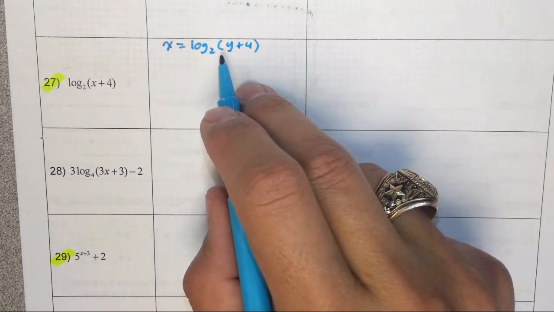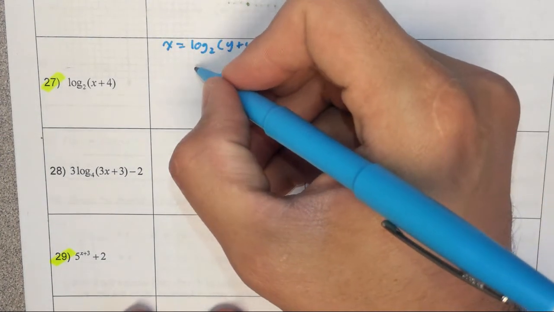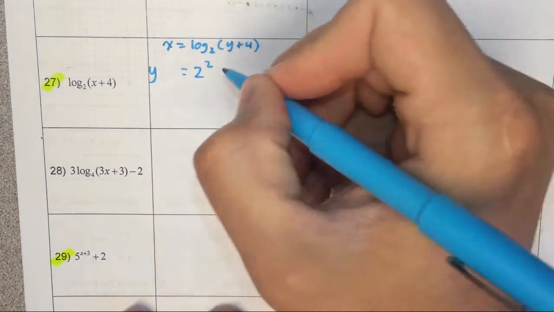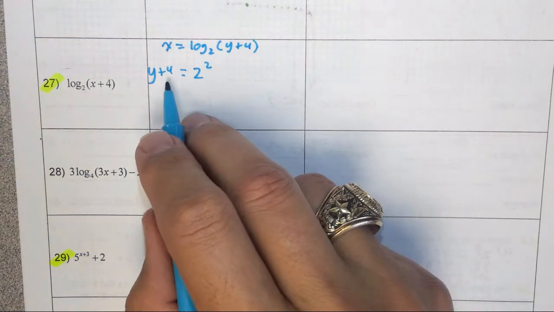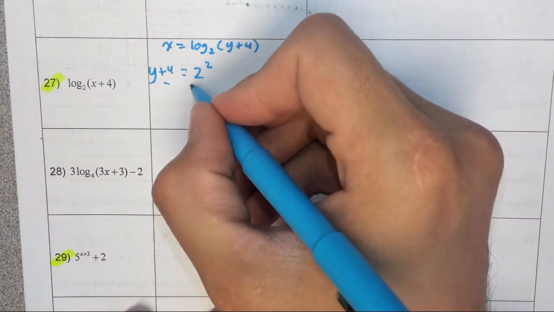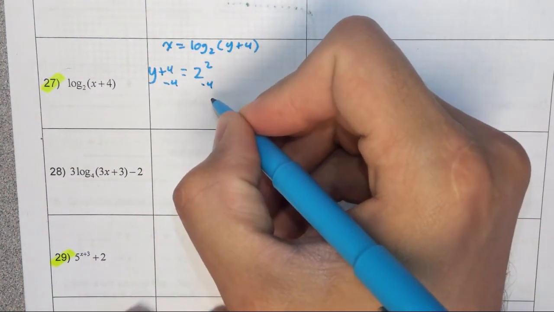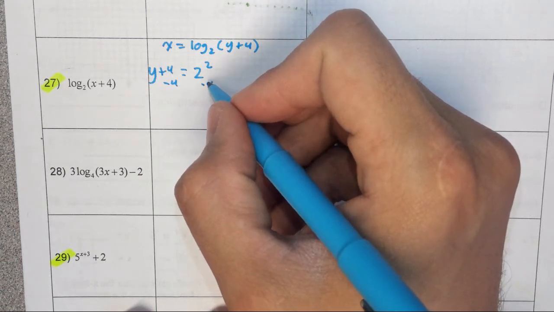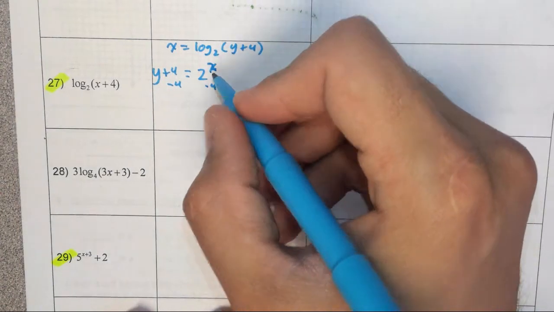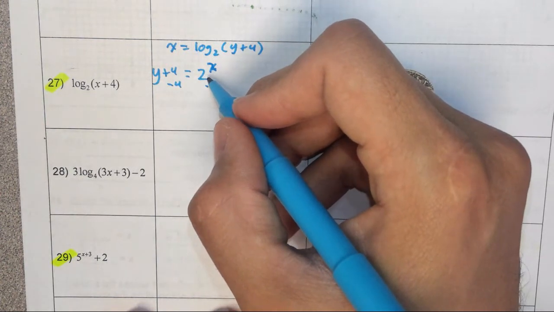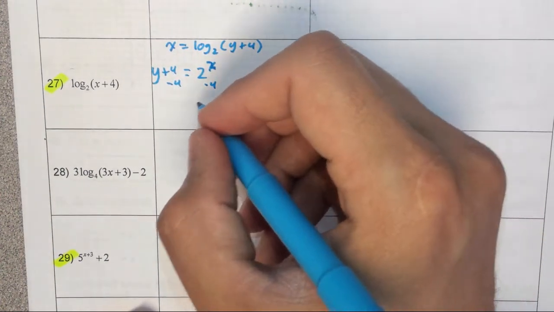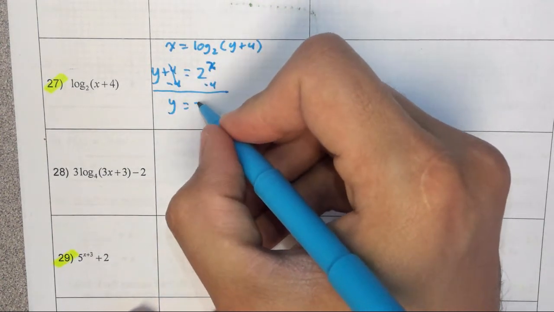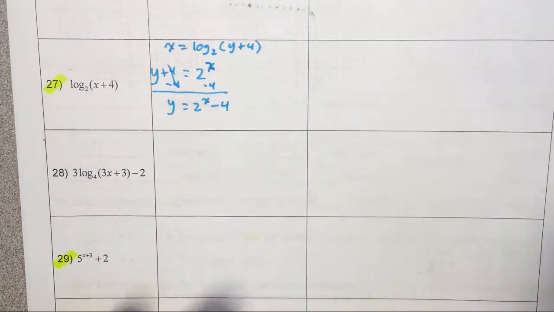My log is by itself, so let's go ahead and make it exponential. 2 to the x equals y plus 4. I need to get rid of that 4, minus 4, minus 4. Wait, this is an x, sorry. 2 to the x. So I have those canceling to get me y is equal to 2 to the x minus 4.